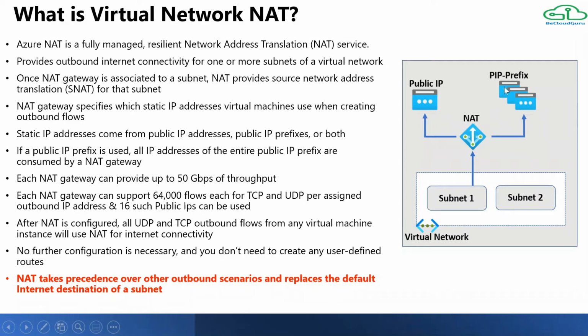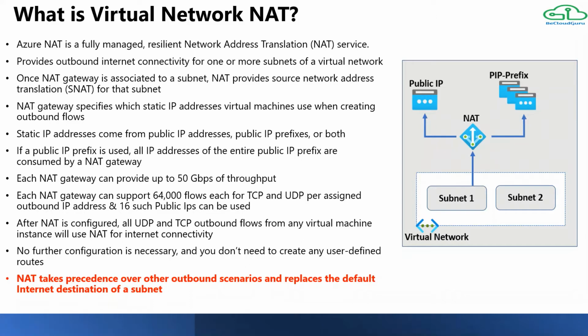If we are using a public IP prefix resource from Azure, all IP addresses which are part of that prefix would be consumed by the NAT gateway, and you cannot assign any public IP from that prefix range to any other resource. Each NAT gateway can give you up to 50 Gbps of throughput, which can help you decide your virtual network design. Each single NAT gateway can support up to 64,000 flows for TCP and UDP for a single public IP resource, and 16 such public IPs can be used with a NAT gateway.